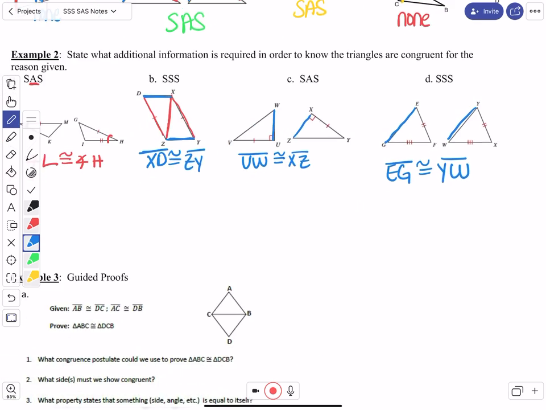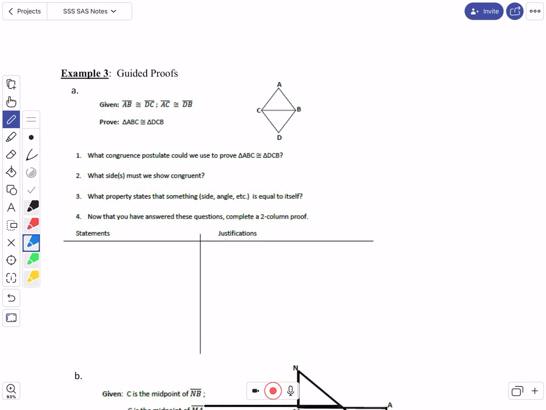Okay, so let's do a little bit of guided proofs. You'll never have to do a proof completely on your own. We'll do guided proofs. Now, with proofs you just go through steps. It's like a process of what you need to know to show that triangles are congruent. You always start with the given information. That's just part of a proof.